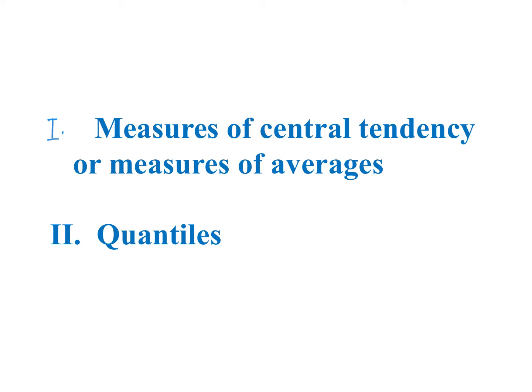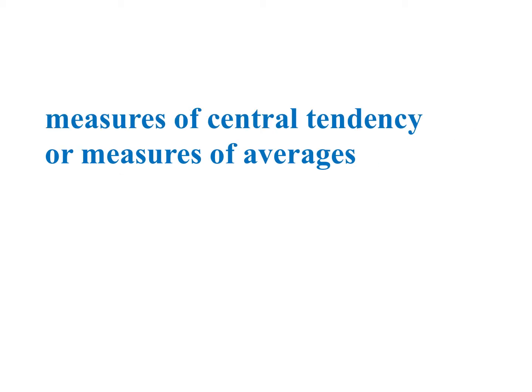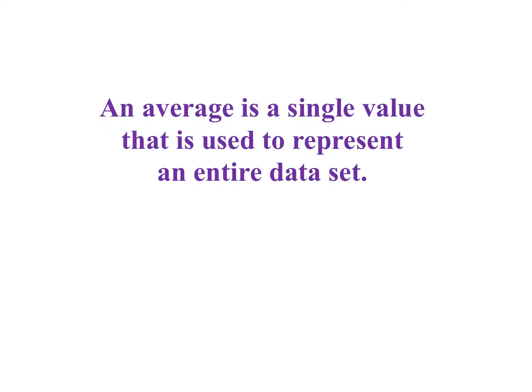This lesson has two parts. The first is about measures of central tendency, and the second part is about quantiles. For measures of central tendency, or measures of averages, in statistics, an average is a single value that is used to represent an entire data set.